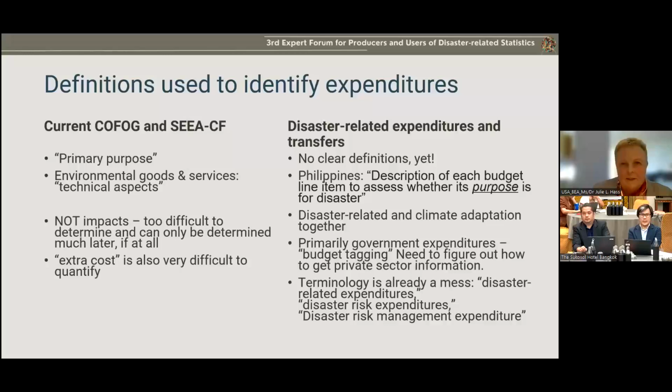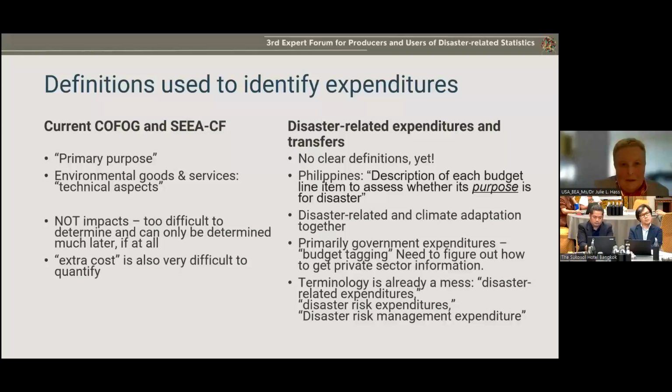Diana, do you have some additional thoughts about this? Budget tagging isn't necessarily what actually gets spent. I'll give you a few minutes to give us some additional thoughts.